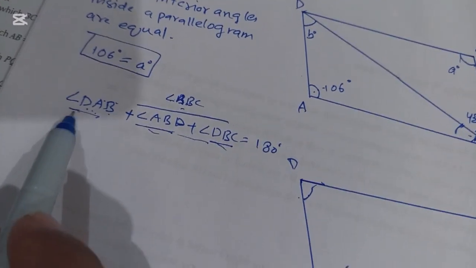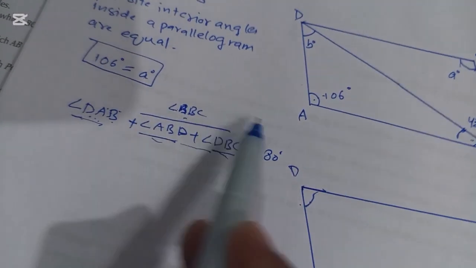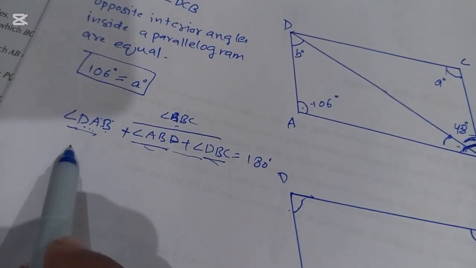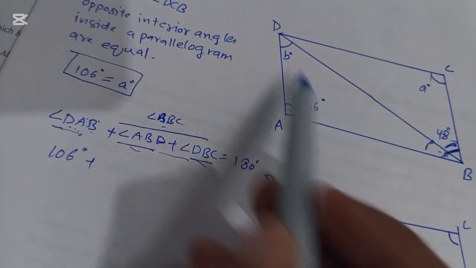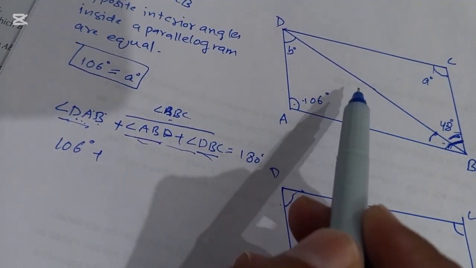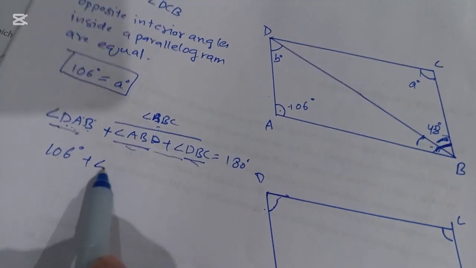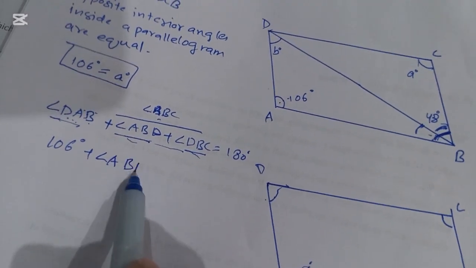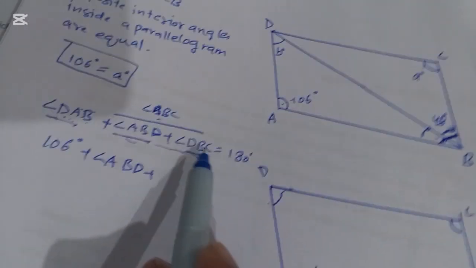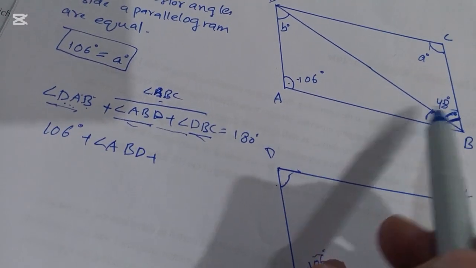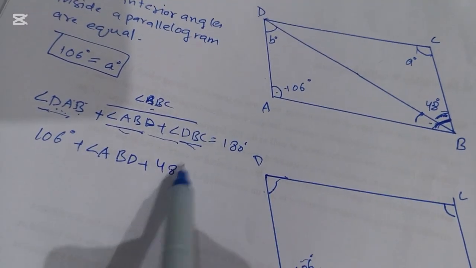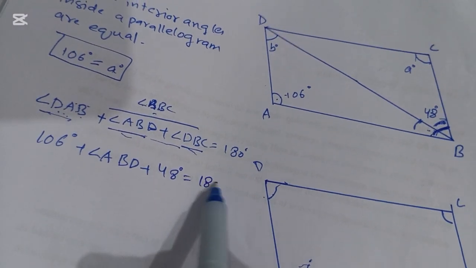So now moving on, angle DAB, the value of it is 106 degree. Instead of writing DAB, I'll write 106 degree plus angle ABD. ABD is A, B and D. We don't know its value, so we'll write the same, angle ABD plus angle DBC. Do we know its value? DBC, right? We know its value, it's 48 degree. So 48 degree equals 180 degree.